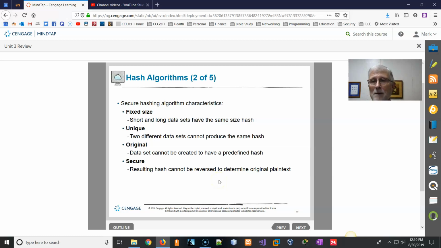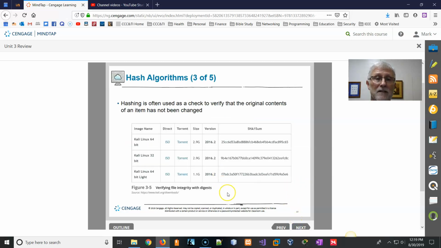Now, there are some algorithm characteristics. One, it's got to be fixed size. Short or long data sets have the same size hash. Unique: two different data sets cannot produce the same hash. Original: the data set cannot be created to have a predefined hash. And it's got to be secure: the resulting hash can't be reversed to determine the original text.